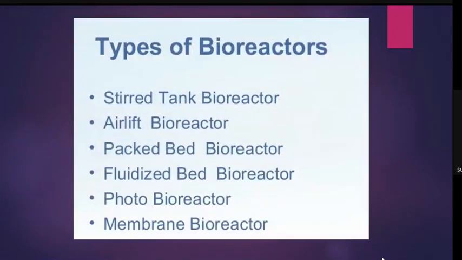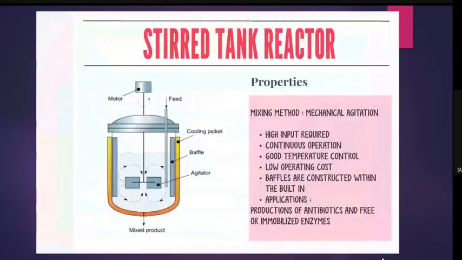These are the types of bioreactor. So the first one is the stirred tank, which we saw in the previous picture. Then airlift reactor, packed bed reactor, fluidized bed reactor, photoreactor, and membrane reactor. So this is the same as what we saw before.